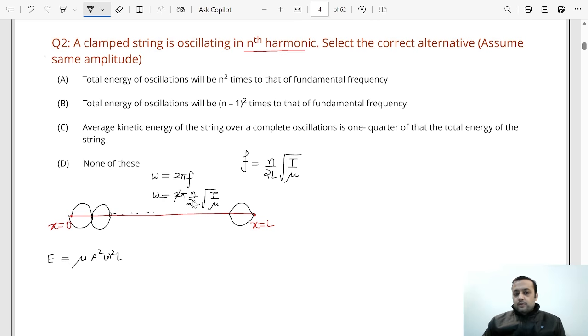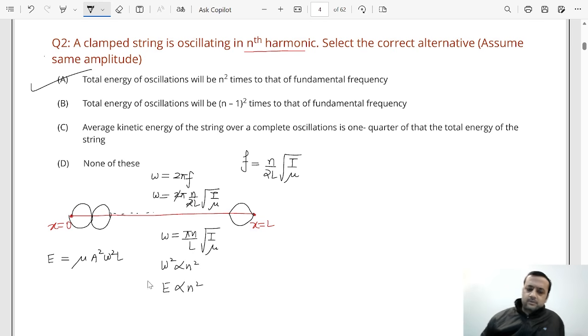And the 2 and 2 will get cancelled. So you can see that omega becomes pi into n upon L into root of T by mu, which means omega square is proportional to n square. Energy is proportional to omega square and omega square is proportional to n square. That means energy will be proportional to n square. So for a fundamental mode, for a fundamental frequency, n will be 1, and for the nth harmonic, energy will be proportional to n square. That means energy of oscillation will be n square times that of the fundamental frequency.